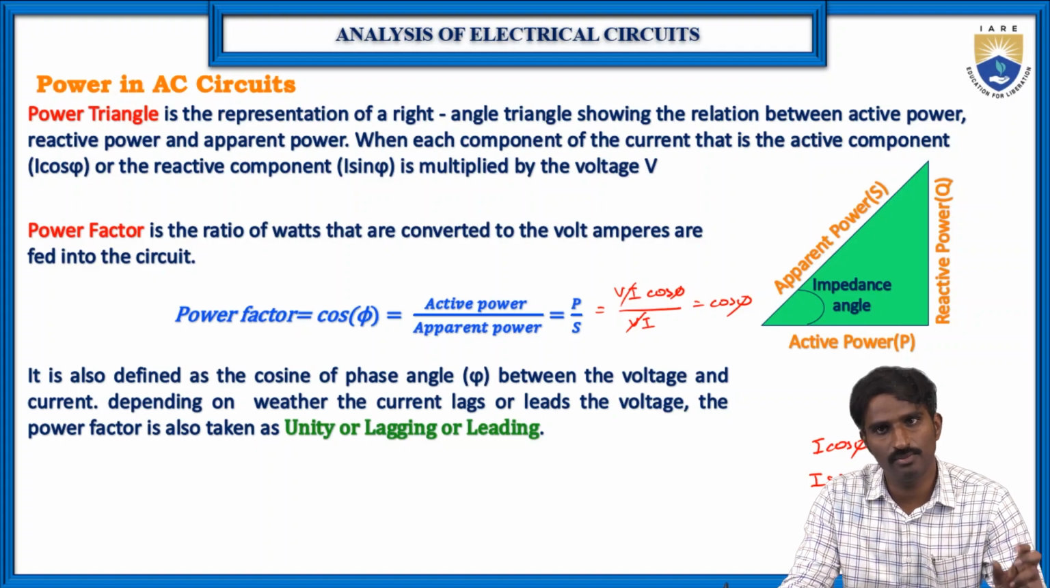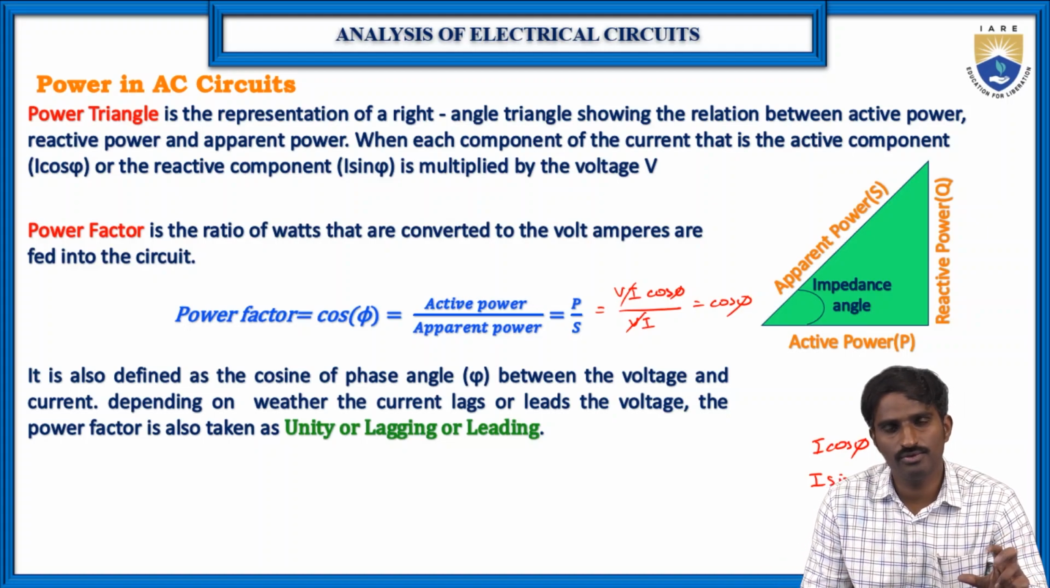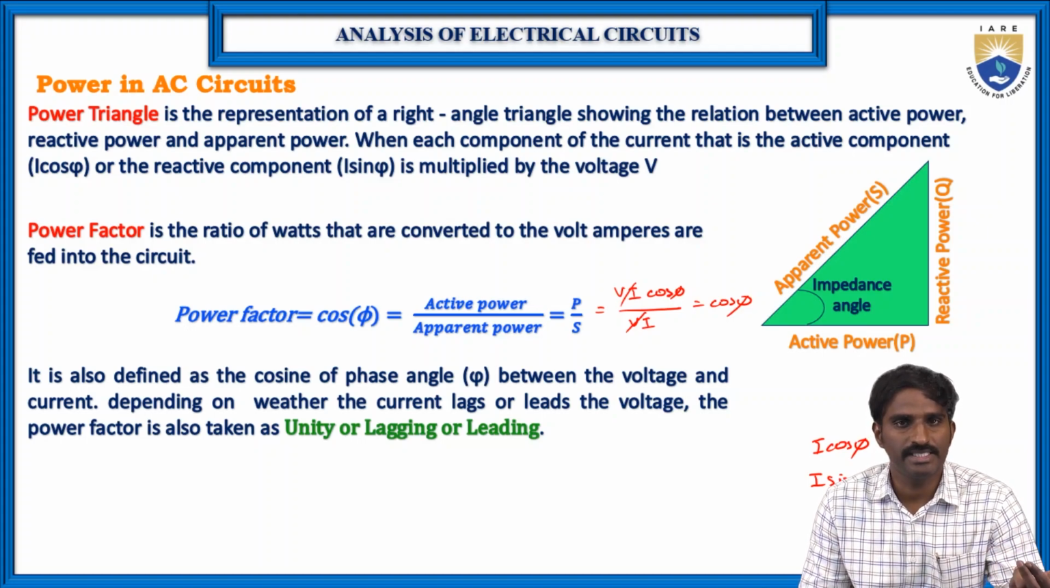Okay, but actually the cos phi means here the phi is the phase difference between the voltage and current of a particular quantity. And of course whether the phase angle is leading or lagging depends on the type of the load that we are considering in a particular application.